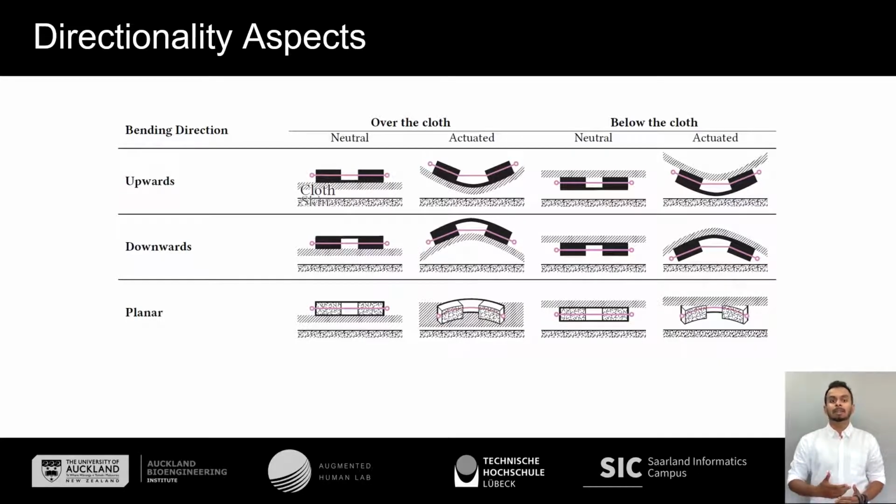When it comes to the directionality aspects, we propose 2 placements where the cloth actuator can be placed. Those are outside and inside of the clothing. In each placement, we identify 3 directions along which the cloth actuator can be oriented. Based on each arrangement, several properties of the cloth actuation can be determined, such as the bending direction, visibility to the outside, and the type of sensation.